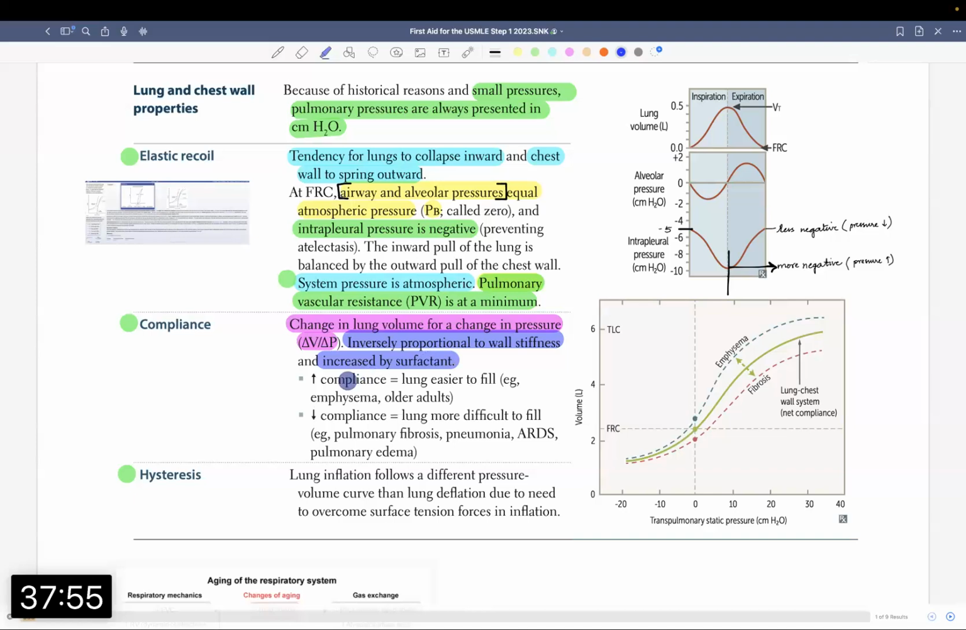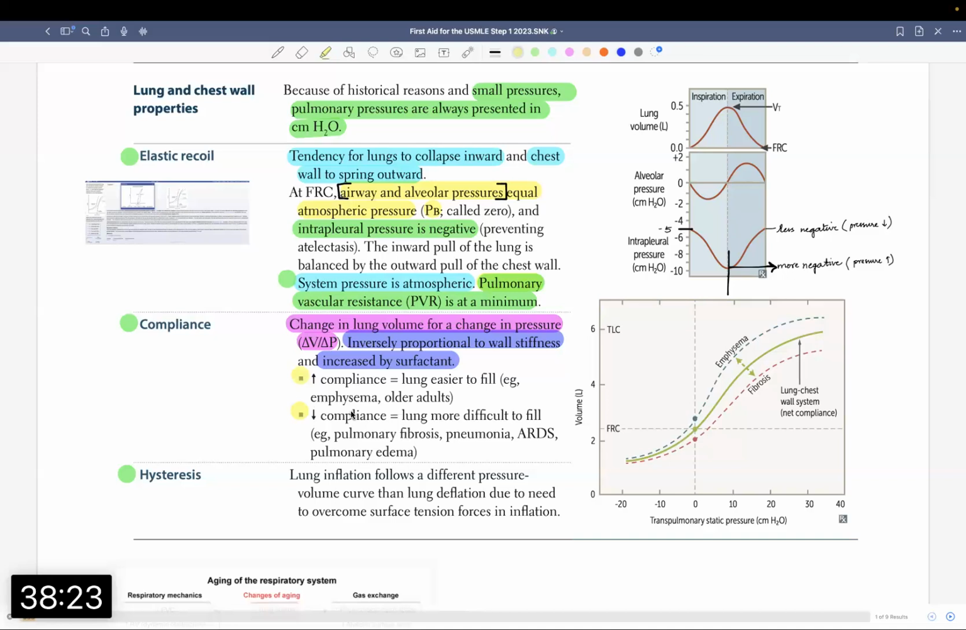Where do we see increased compliance? The lungs are easier to fill, like emphysema in older adults. Where do we see less compliance? Lungs are more difficult to fill, like pulmonary fibrosis, pneumonia, ARDS, and pulmonary edema as well. They're filled with fluid or they're fibrotic. Pneumonia has infectious material, and ARDS involves damage to the tissue. So the compliance will go down. They're not going to be as expansive, not as stretchy.